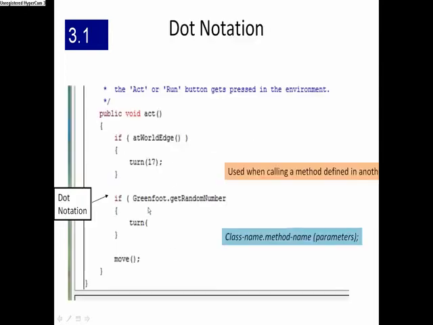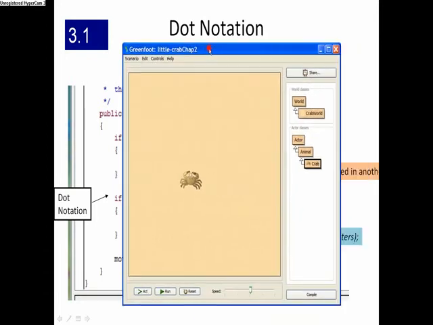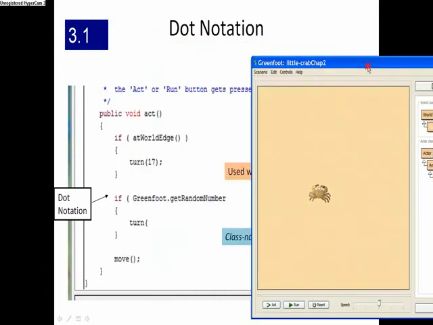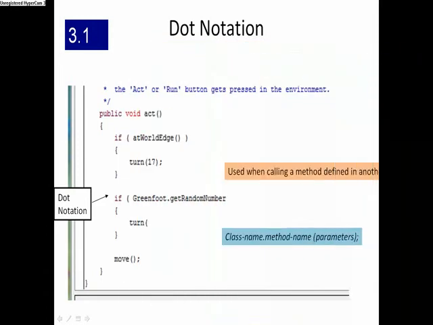We can see right here that we're going to use the getRandomNumber method. Let me show you what I'm talking about. The getRandomNumber method is not found in Crab, not found in Animal, and not found in Actor, so we have to call it in a special way, and that's the dot notation. It's actually found in the Greenfoot class. So we have to say Greenfoot dot getRandomNumber, and then it says, oh okay, I can find that method. It's found in Greenfoot.